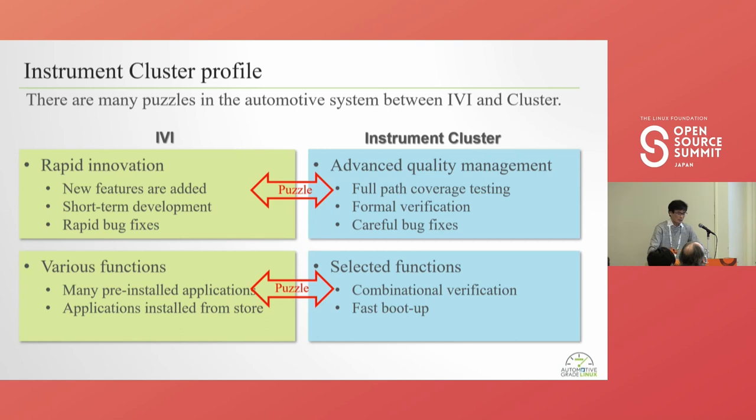However, how do we create the IC cluster profile? There are many issues and many puzzles in the automotive system. There are differences in features between IVI and cluster. For example, IVI requires rapid innovation and various functions. Rapid innovation means that most of the applications are basically new features that are installed. From the development viewpoint, it is a limited, short-term development phase. And if we find a bug, a rapid bug fix is required.